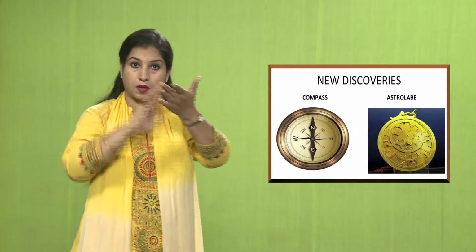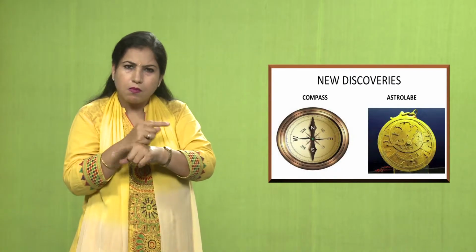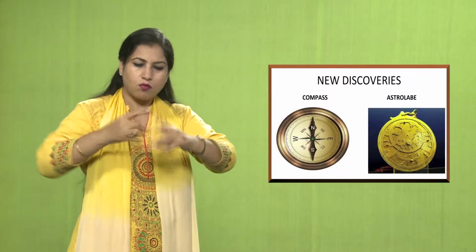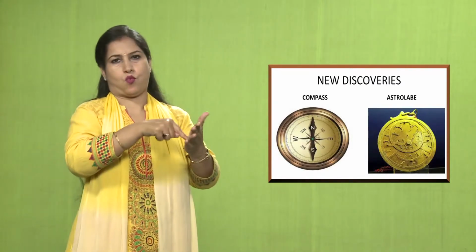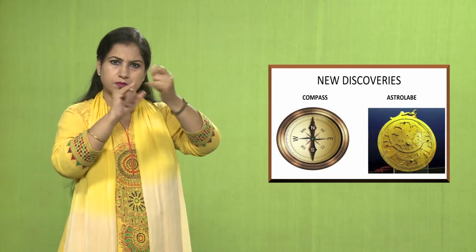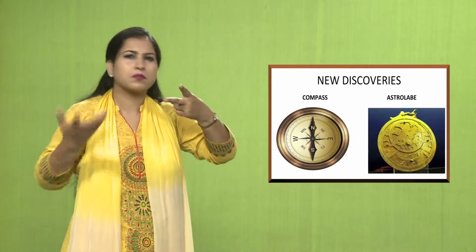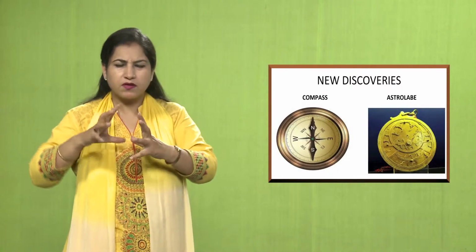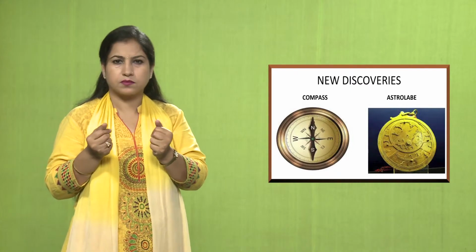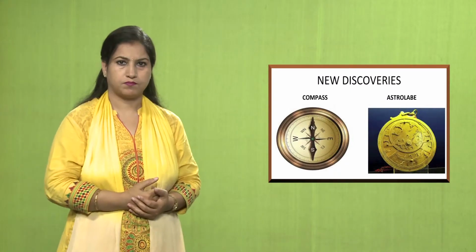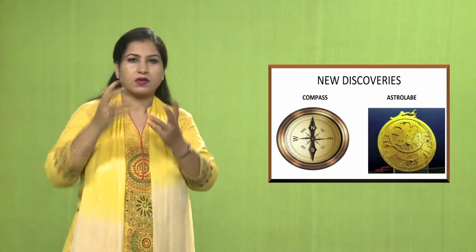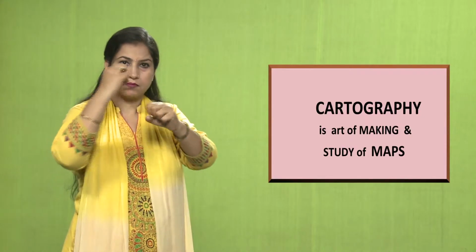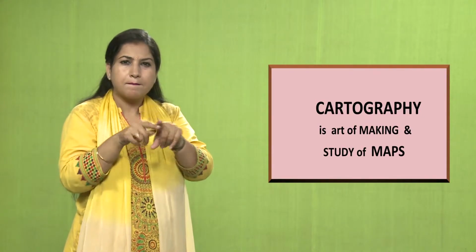Compass. Compass is an instrument that shows direction to travelers. Astrolabe. This instrument is used to make astronomical calculations. And the third, cartography. It is the study and art of making maps.